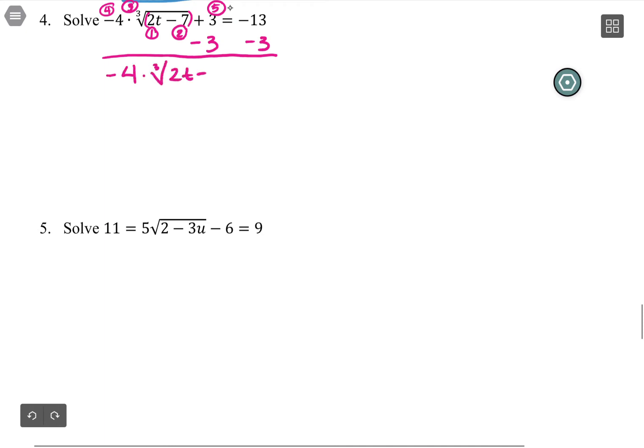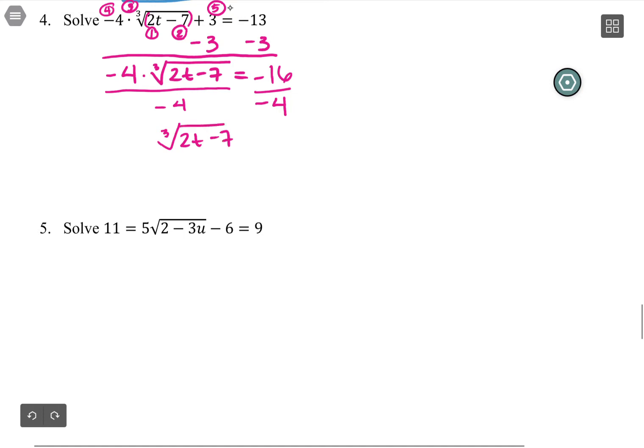So the 3 is gone, and on the right-hand side we have negative 16. This is making me a little nervous because we talked about the negatives, but there's 2 reasons that I think it's going to be okay. One is that the next thing I'm going to do is divide by negative 4. So I'm actually going to end up with a positive.